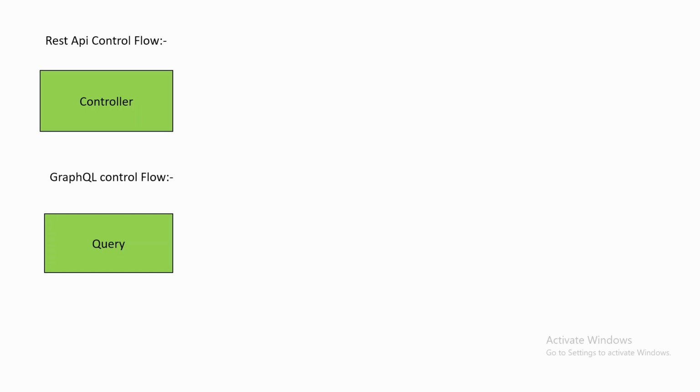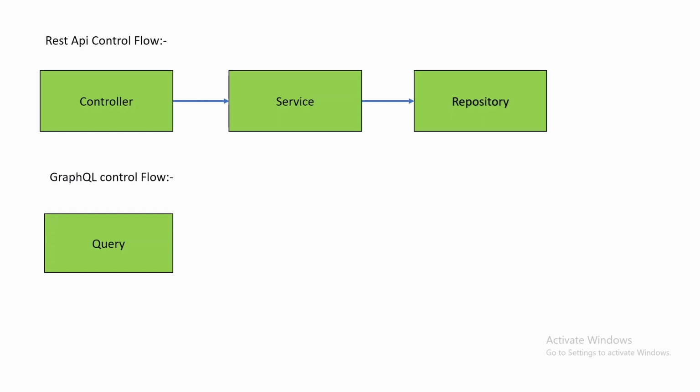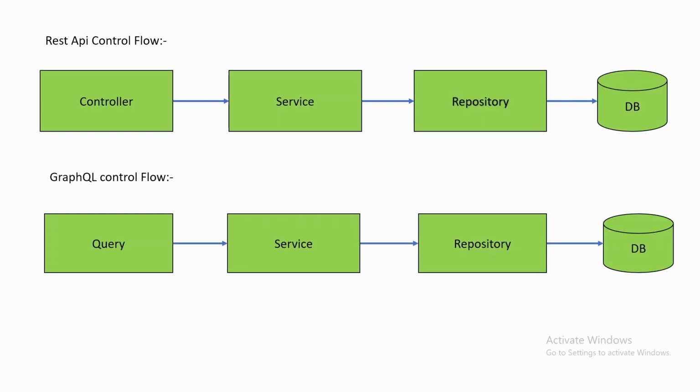Let's understand the control flow of REST API and GraphQL. In REST API, the entry point for the application is the controller. The controller will call the service, and the service will call the repository, where we extend our repository interface from JPA repository or CRUD repository, and JPA will take care of the database layer. In GraphQL, the entry point for the application is the query, and that is the only difference. There is no difference otherwise, as you can see, and there is no impact on the repository layer.